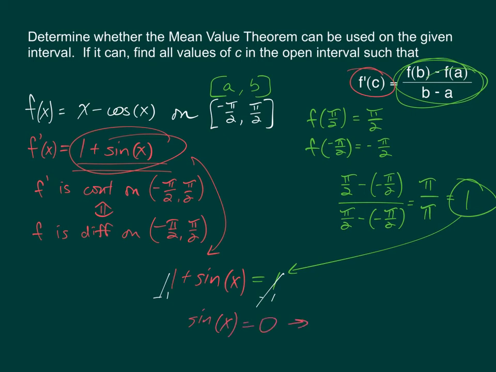And I believe the only place in this interval, actually in the open interval, we're only finding c values in the open interval, the only time that sine will equal 0 between negative pi over 2 and pi over 2 is when x equals 0. And so that will be our specific answer.